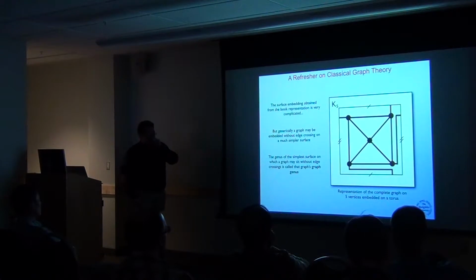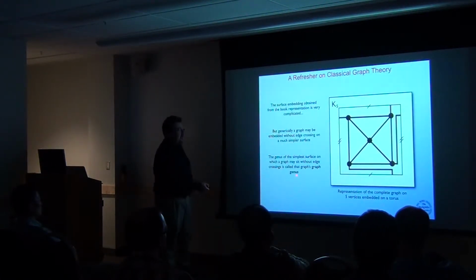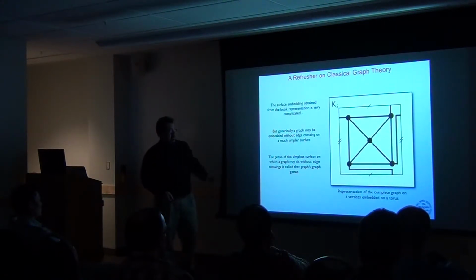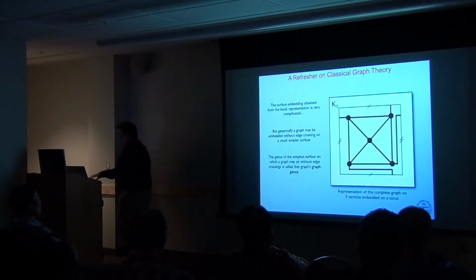I should add just a little bit of nomenclature. This doesn't really matter, but you might, out of pure curiosity, want to look it up later. The genus of the simplest surface on which one of these graphs can live is called the graph genus. Not particularly creative nomenclature, but it works.